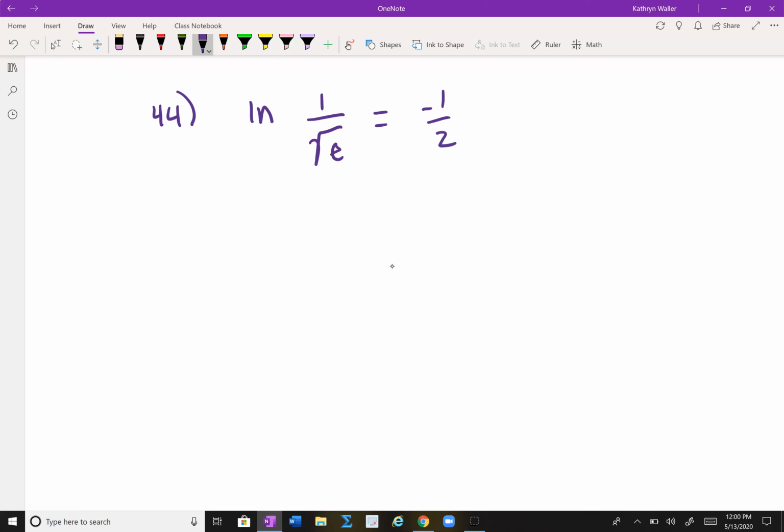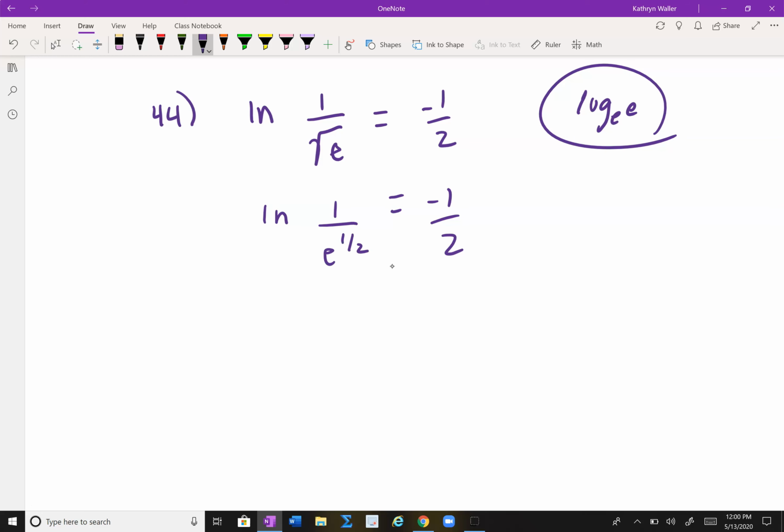Okay, so what I see is something very nice on the right, and I'm going to deal with the left. I also see ln, which is log base e, and then I see another e. So I think they're trying to get me to write it as log base e of e, which is going to be a 1. Okay, so this is ln of 1 over e to the 1/2. Then I'm going to take that e to the 1/2 up, and it's going to become a negative.